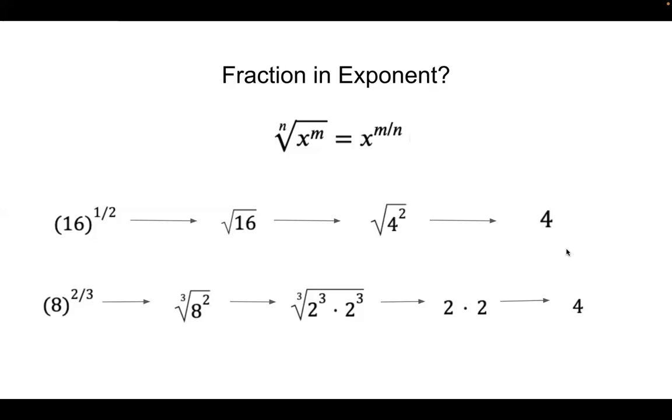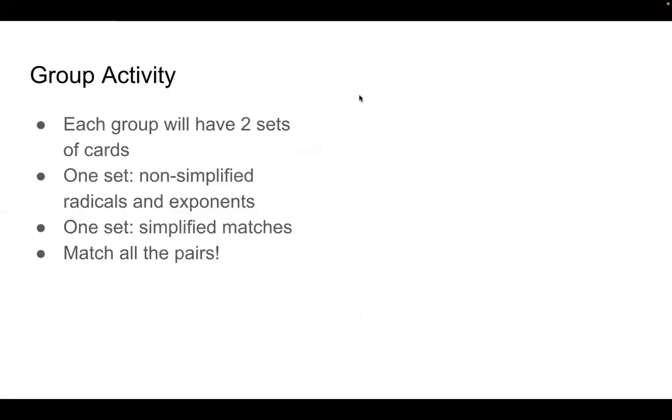Okay, class. Now we're going to get into groups and have a little activity. We're going to get 2 sets of cards each, okay? One set needs to be a non-simplified radical and exponent, just like we were working with. We saw square root of 175 or other ones, right? And then another set will be the simplified match, okay? So we want to match all the pairs.